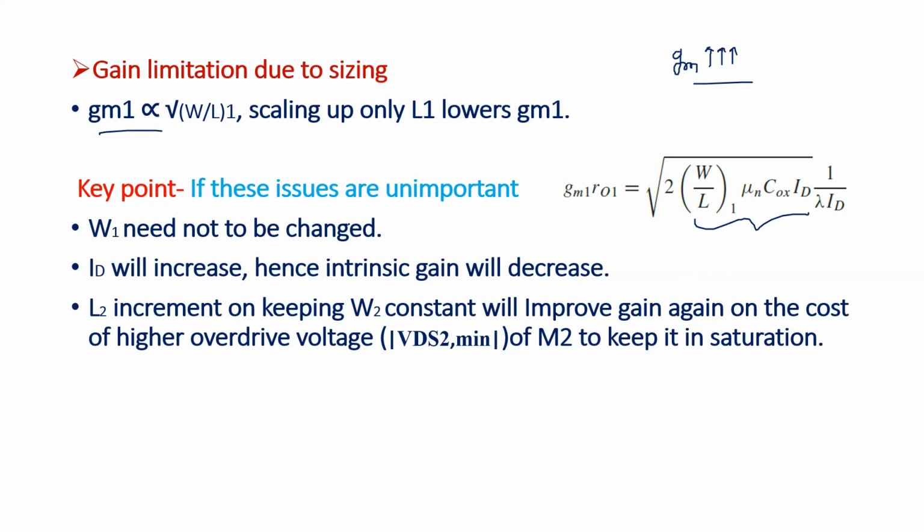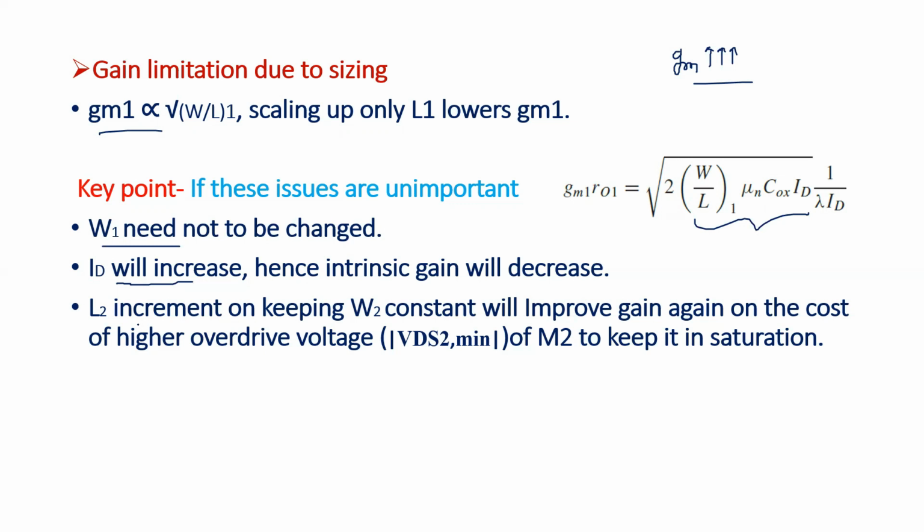If these issues are unimportant, then we need not change W1. If W1 is not changed, then ID1 will increase with overdrive, and intrinsic gain will decrease. If L2 is increased, L2 increment keeping W2 constant will improve gain again, at the cost of higher overdrive voltage. So if we are increasing L2 by keeping W2 constant, we can again improve the gain.